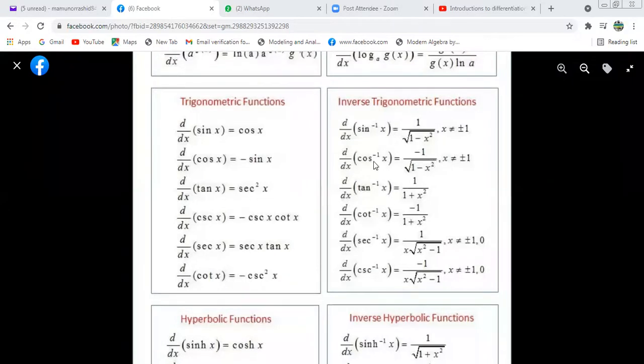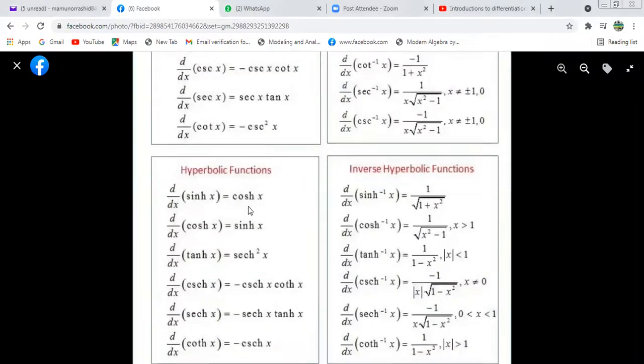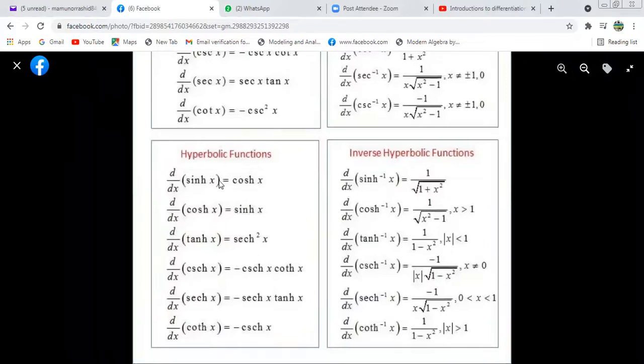Similarly, for inverse trigonometric functions, d/dx of sin inverse x will be 1 by root over 1 minus x square. For x can never be plus minus 1, remember it. For plus minus 1 this will be undefined. So d/dx of cos inverse x will be the same formula, just minus. Tan inverse will be 1 by 1 plus x square, and cot inverse will be this, and sec inverse will be this. Similarly, for hyperbolic functions, we can differentiate this.